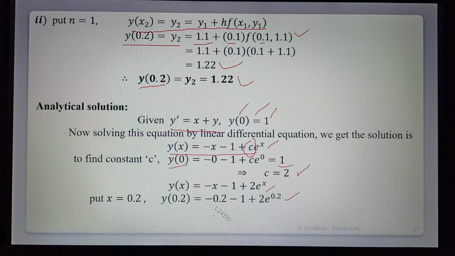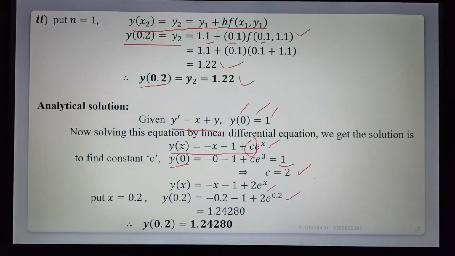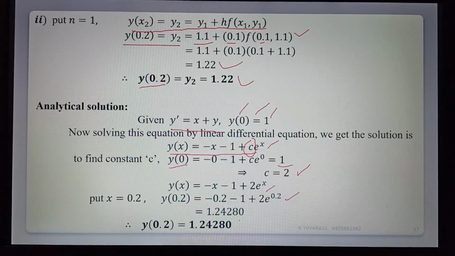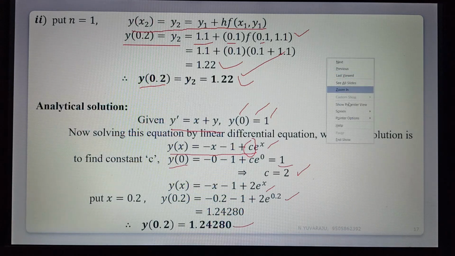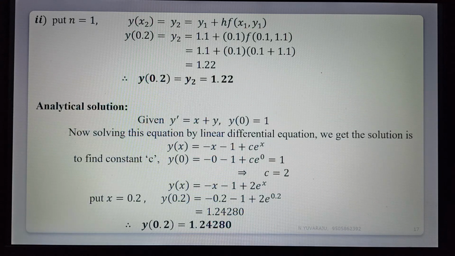This simplifies to 1.24280. Okay, so y of 0.2 is equal to 1.24280. So this is the numerical value, and this is the analytical value. So nearly both are the same, 1.2 and 1.2. Okay, this is the Euler's method.